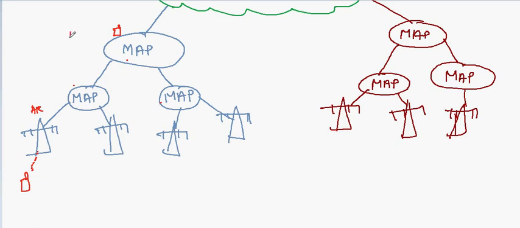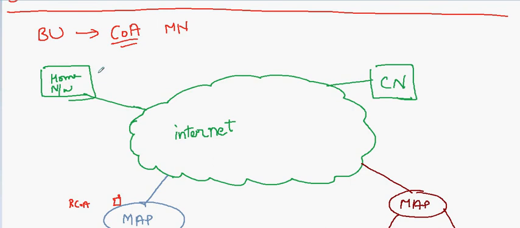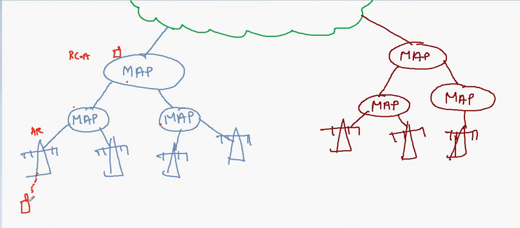the regional care of address which is given by this map is sent to the home network, telling my home address is mapped to the regional care of address, and also the correspondent node will get the regional care of address which is given by this map. This map assigns the regional care of address to this mobile node because the mobile node gets registered to this map.